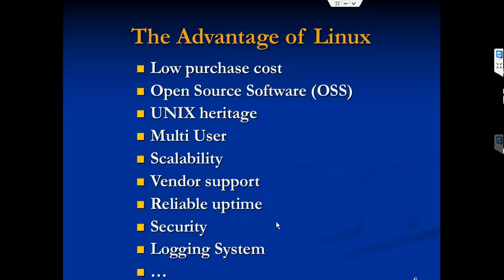Then the first one is that the purchase cost is low. Next one is open source software. It means that the source is open. Even the code, the kernel and the shell, everything is open. Open in the sense that you can get the code of each application of Linux on the internet, and you can modify the code based on your need. So its code is open source.